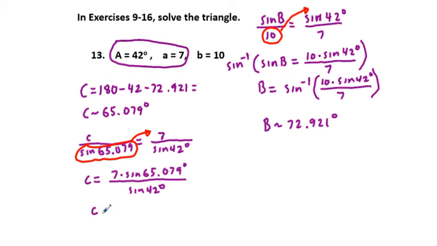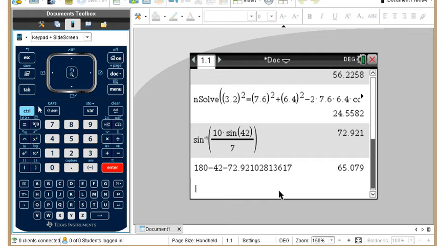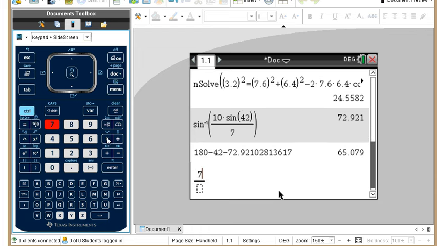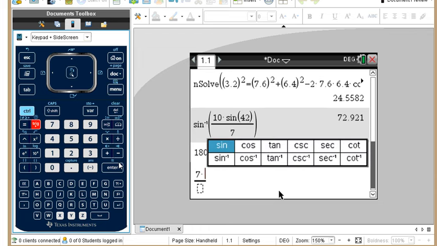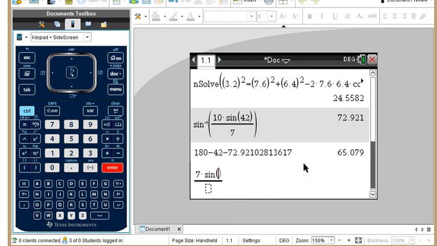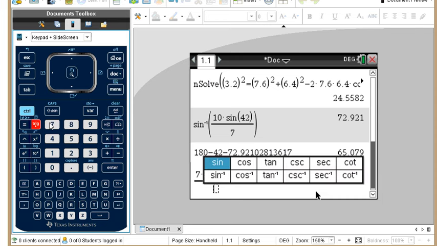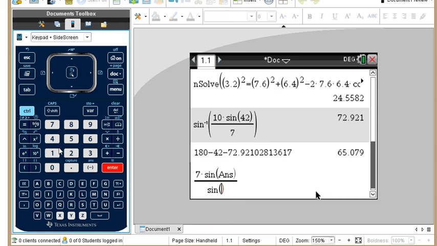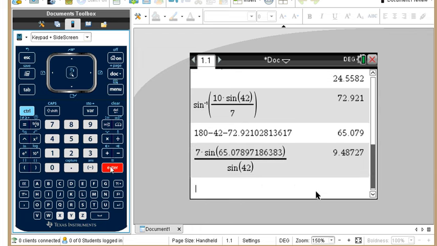And so C is going to be equal to, we go to our calculator, 7 times sine, and I'm going to use 65.079, I think I'm going to do Ctrl ANS, over sine of 42 degrees. So we get 9.487.